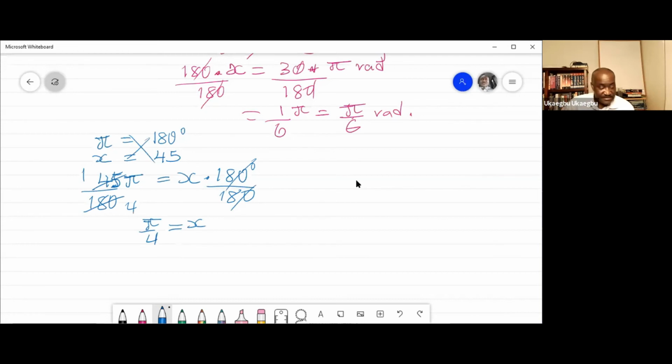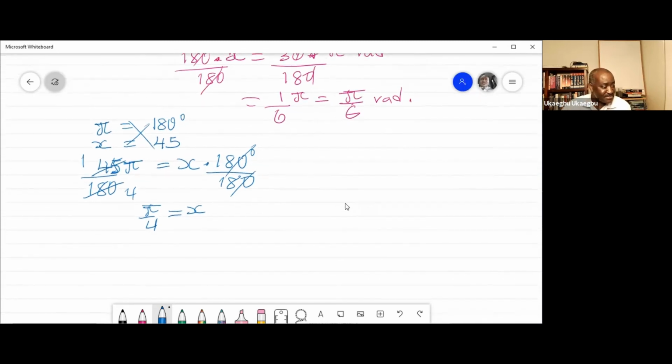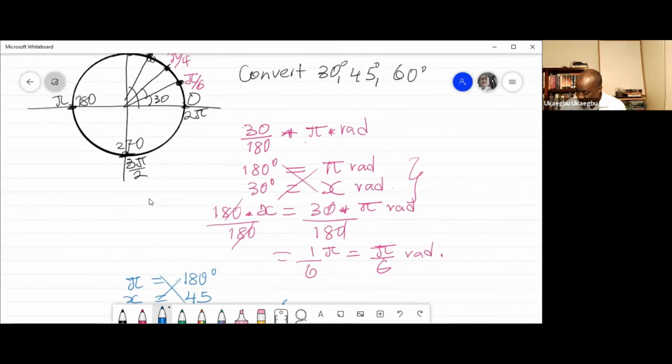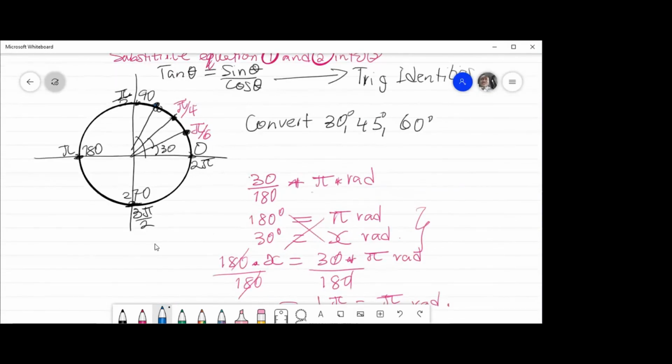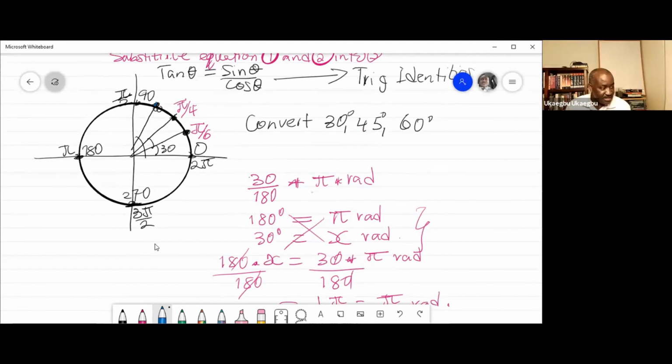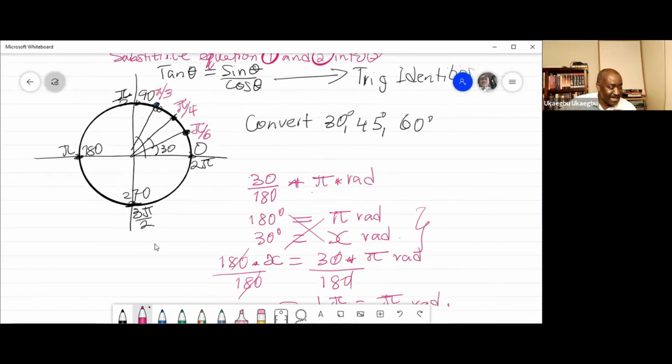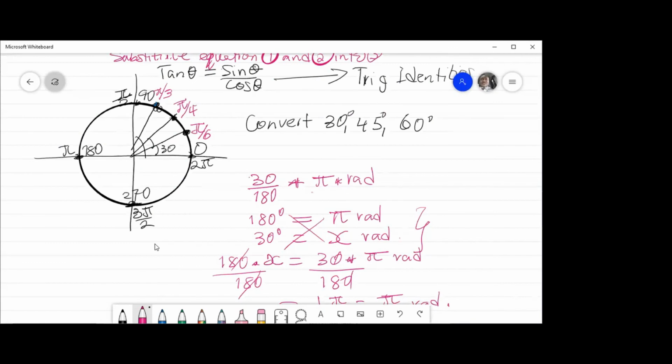Okay, next. How about, apart from the last person who spoke, because he already gave us two answers. So how about 60 degrees, which is this point? This point is the 60 degrees. Pi over 3. Okay, somebody said pi over 3. Let me write it. Pi over 3. Who agrees with that? I agree with him. Okay. And that's correct.